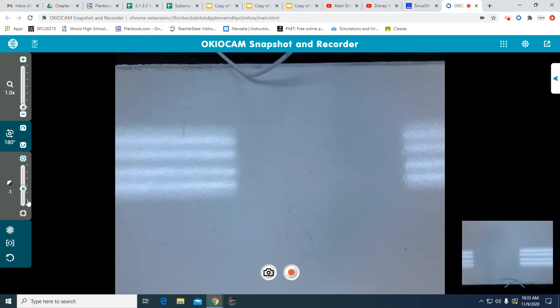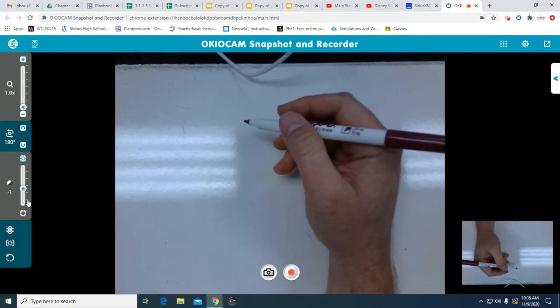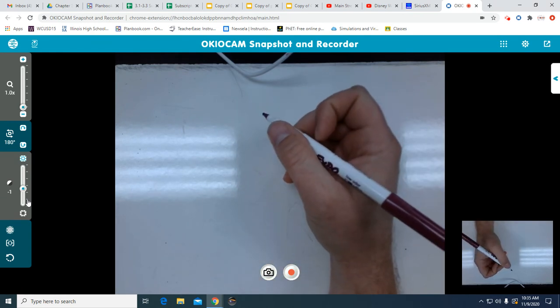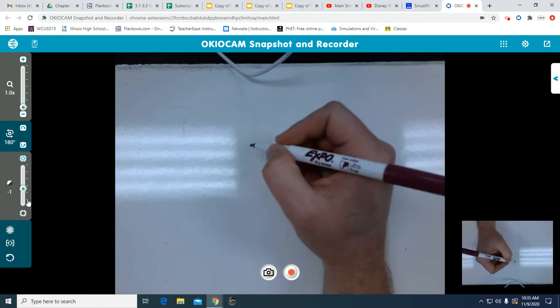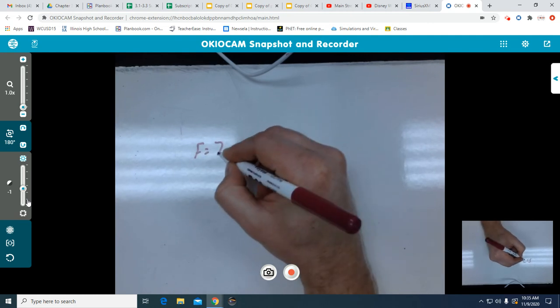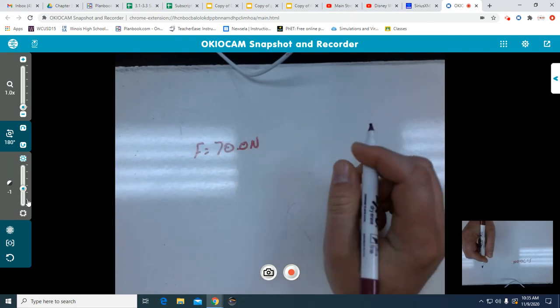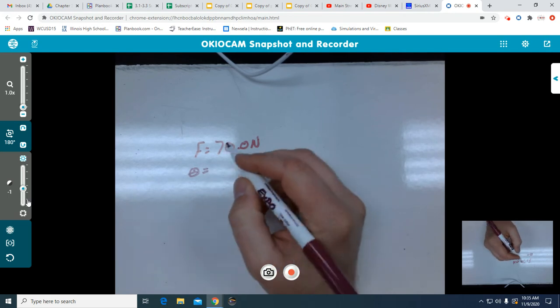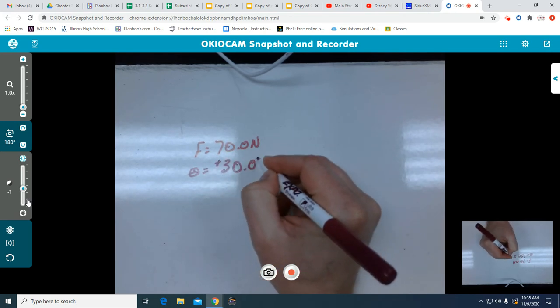Number 1, under practice B on page 128, says a man is pulling on his dog with a force of 70.0 newtons, directed at an angle of positive 30 degrees to the horizontal. Find the x and y components of this force. Now, we don't necessarily have to draw anything out there. If we want to, we could, but we don't have to. So we know that he's got a force of 70 newtons and a theta of positive 30.0 degrees.